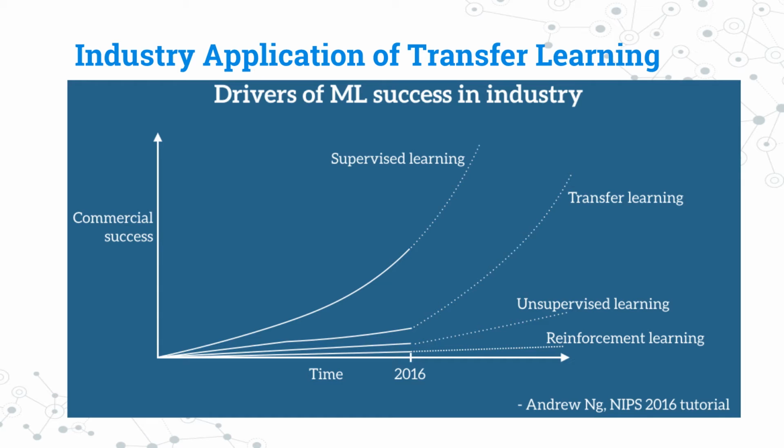And this was a slide from Andrew Ng's presentation at NIPS 2 years ago, predicting the sort of importance of different subfields of machine learning in industry in the future. And he views it as sort of an exponential growth of the importance of transfer learning and not so much growth in other areas.